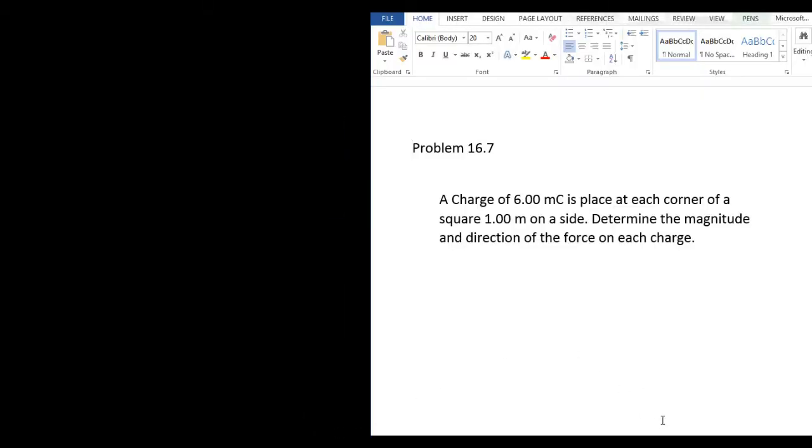Okay, chapter 16, problem number 7 says, a charge of 6 millicoulombs is placed at each corner of a square 1 meter on a side. Determine the magnitude and direction of the force on each charge.